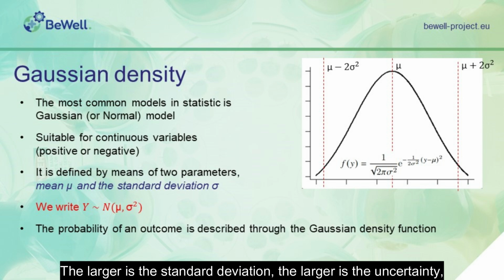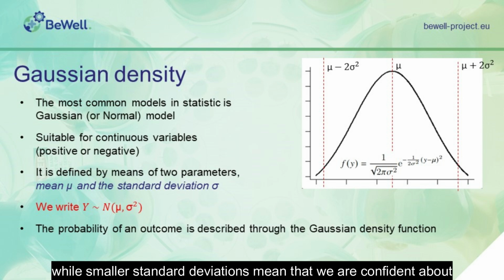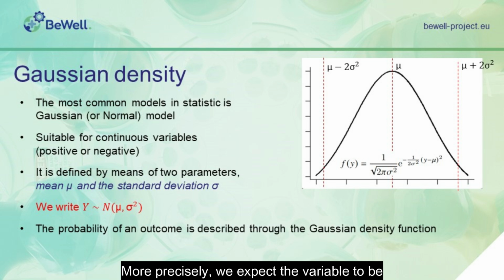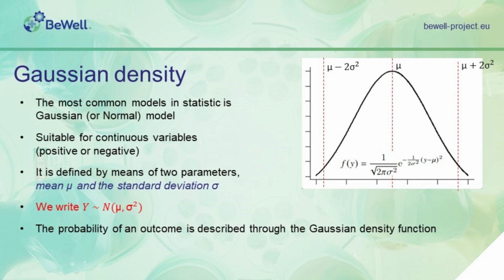The larger is the standard deviation, the larger is the uncertainty, while smaller standard deviations mean that we are confident about the fact that the values of the variable are very close to the mean value. More precisely, we expect the variable to be in the range from mu minus 2 sigma to mu plus 2 sigma.